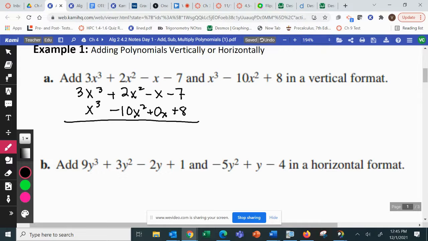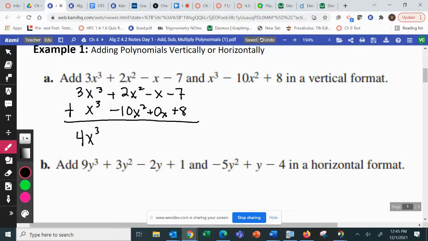And because I'm adding these, I'll go ahead and add up and down the like terms. So if we've got 3x cubed and we add another x cubed, that'll give us how many x cubes? Right, 4x cubes. The cube doesn't change. That's the thing we're adding. We're adding x cubes, so we just have more of them.